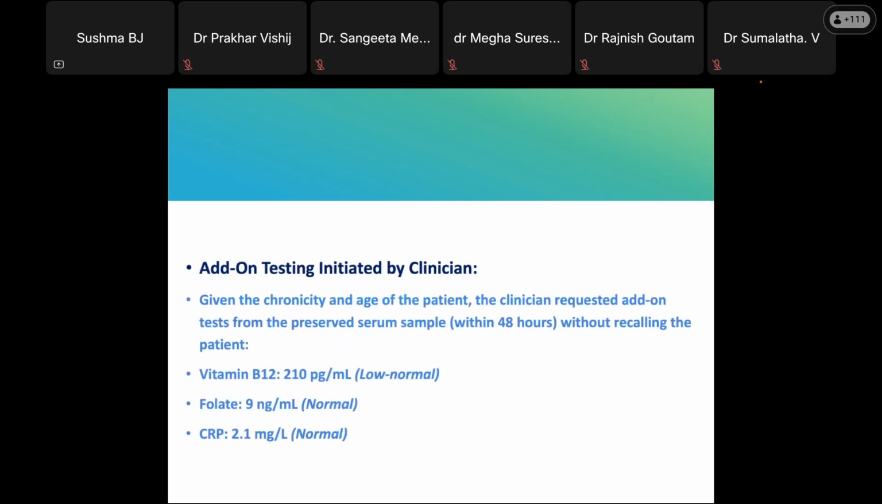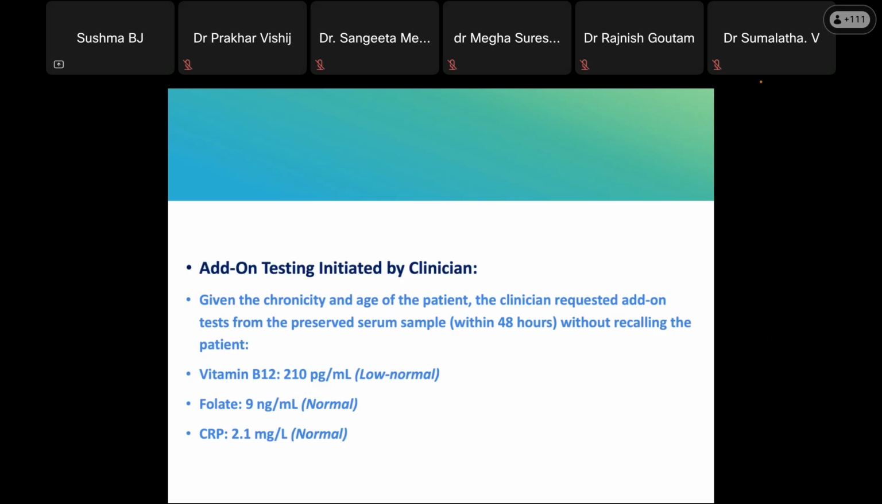And there's something called add-on testing, which is initiated by the clinician. Given the chronicity and the age of the patient, the clinician requested an add-on test from the preserved serum sample within 48 hours. This is again an advantage, as it minimizes repeat sample collection without recalling the patient. Vitamin B12, folate and CRP were advised for the same patient, and we can see that vitamin B12 is again lowered.